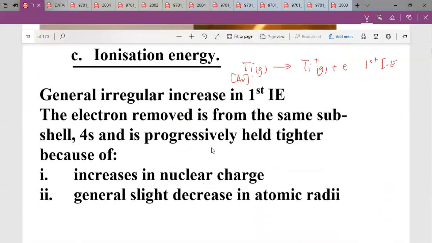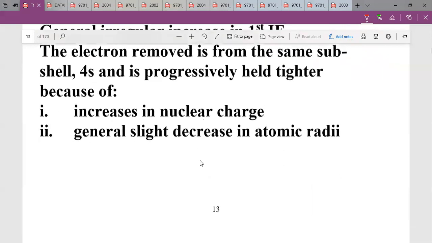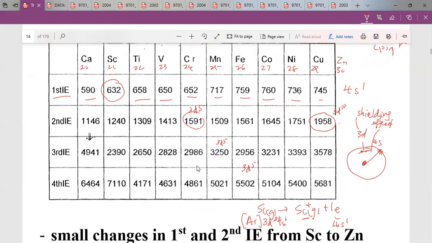3d2 4s2. Right, now it's coming from the 4s because 4s now has repulsion from the 3d, the higher energy level. So this is a 4s electron. So here is your Ar 3d2 4s1. That means for every one of these elements, the first IE comes from the 4s1. All of them, okay, right?